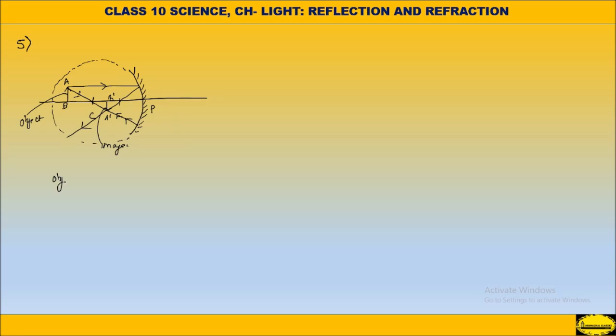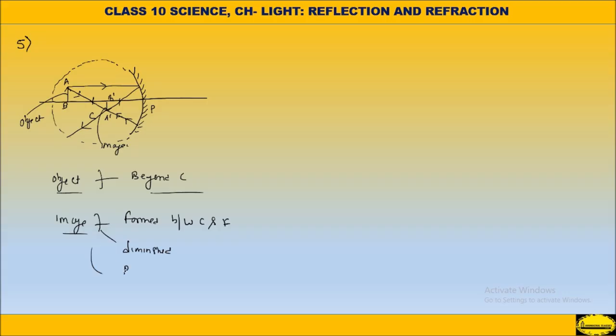So we have placed the object beyond C, that is beyond center of curvature. And what about the image? Image is formed between C and F. The image size is diminished, and image size is diminished with real and inverted nature. So this is case 5.